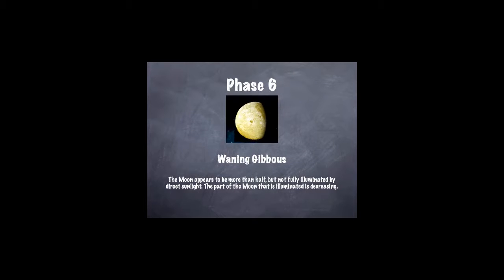Phase 6, Waning Gibbous. In Phase 6, the moon appears to be more than half, but not fully illuminated by direct sunlight. The part of the moon that is illuminated is now decreasing.